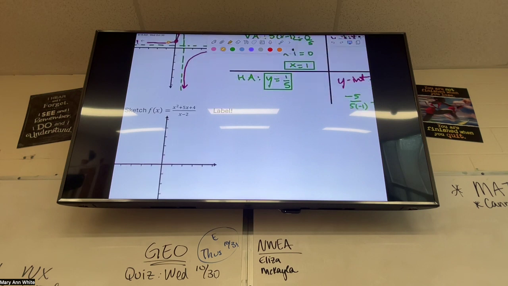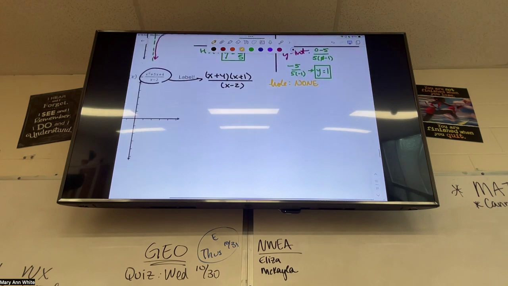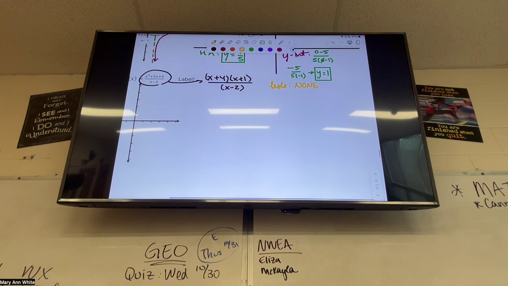So let's do the same thing that we've done. Let's see if I can simplify. So I get x plus 4, x plus 1, all over x minus 2. Okay, so boo, no holes. That's okay. Holes, I'm going to say none. We can find our vertical asymptote. We can find our x and y intercepts the exact same way that we did before. So I'm going to do those first, and then we'll come together and do the slant asymptote.